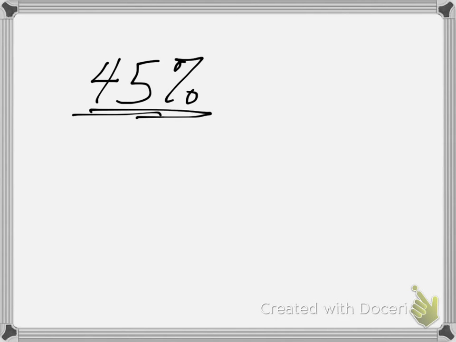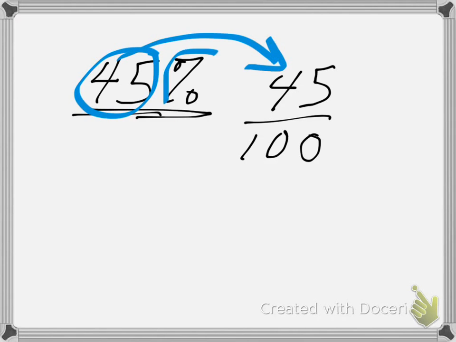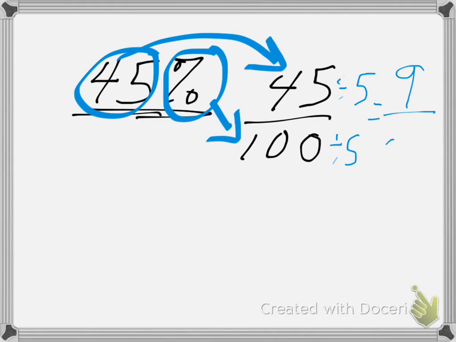If we were to take another one, simply 45%, we can simply take that and do 45 over 100. So once again, the 45 is our numerator. Our percent sign becomes the 100 in our denominator. And then we simply find something we can divide by. In this case, we can divide both of these by 5. If we divide them both by 5, 45 divided by 5 is 9, and 100 divided by 5 is 20, 9/20.